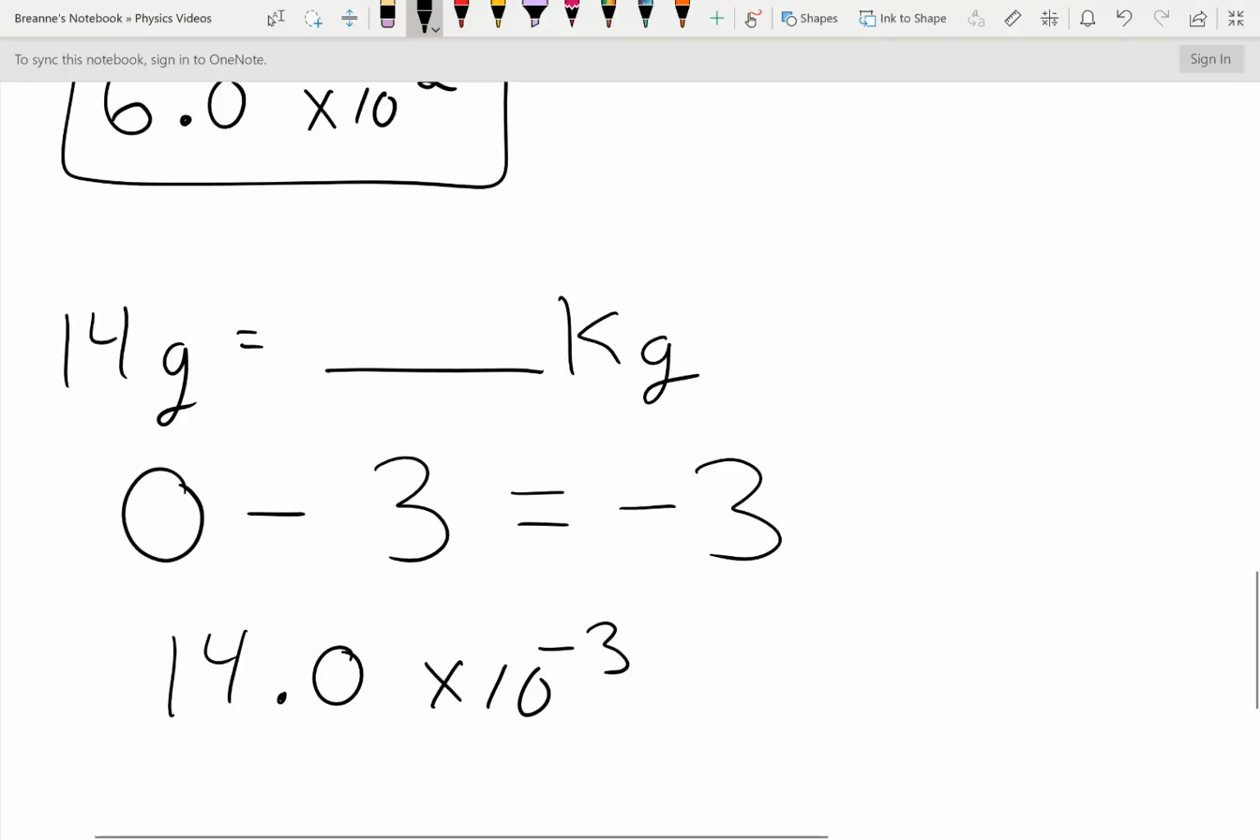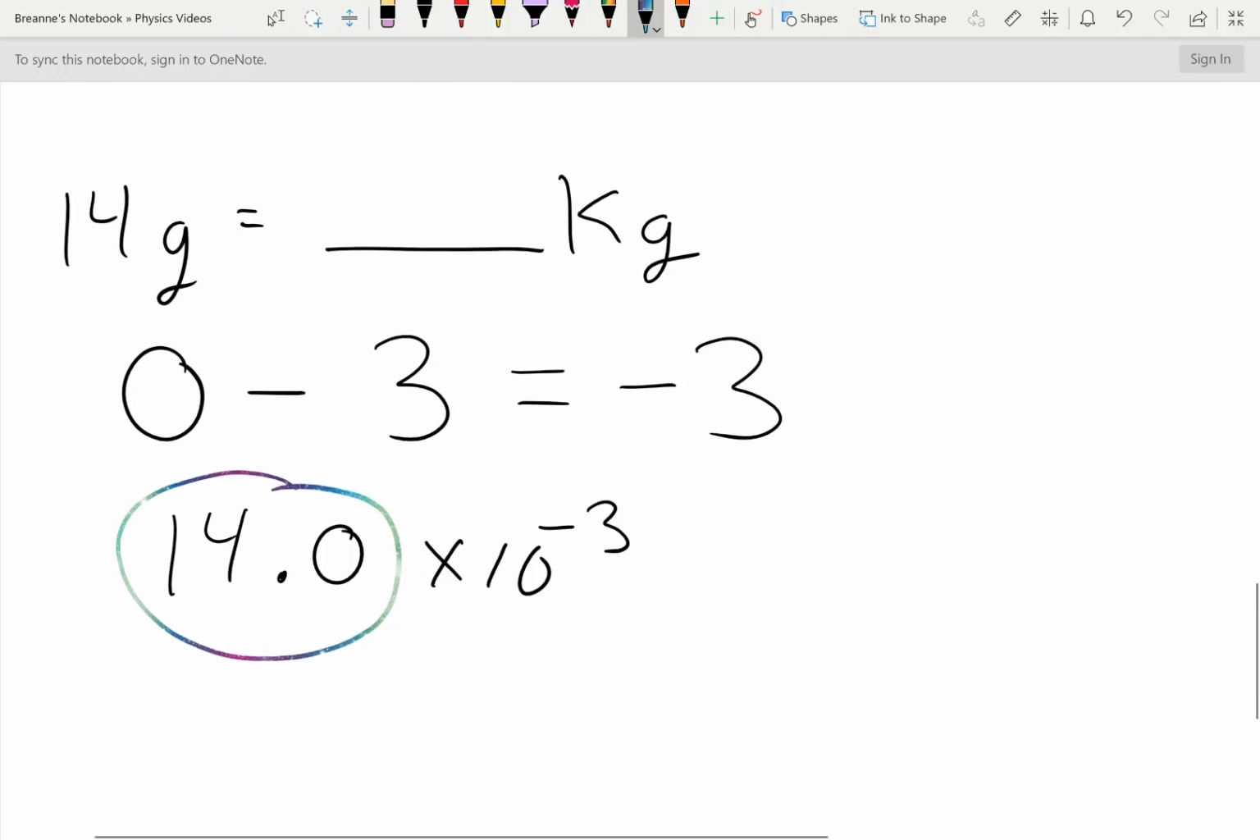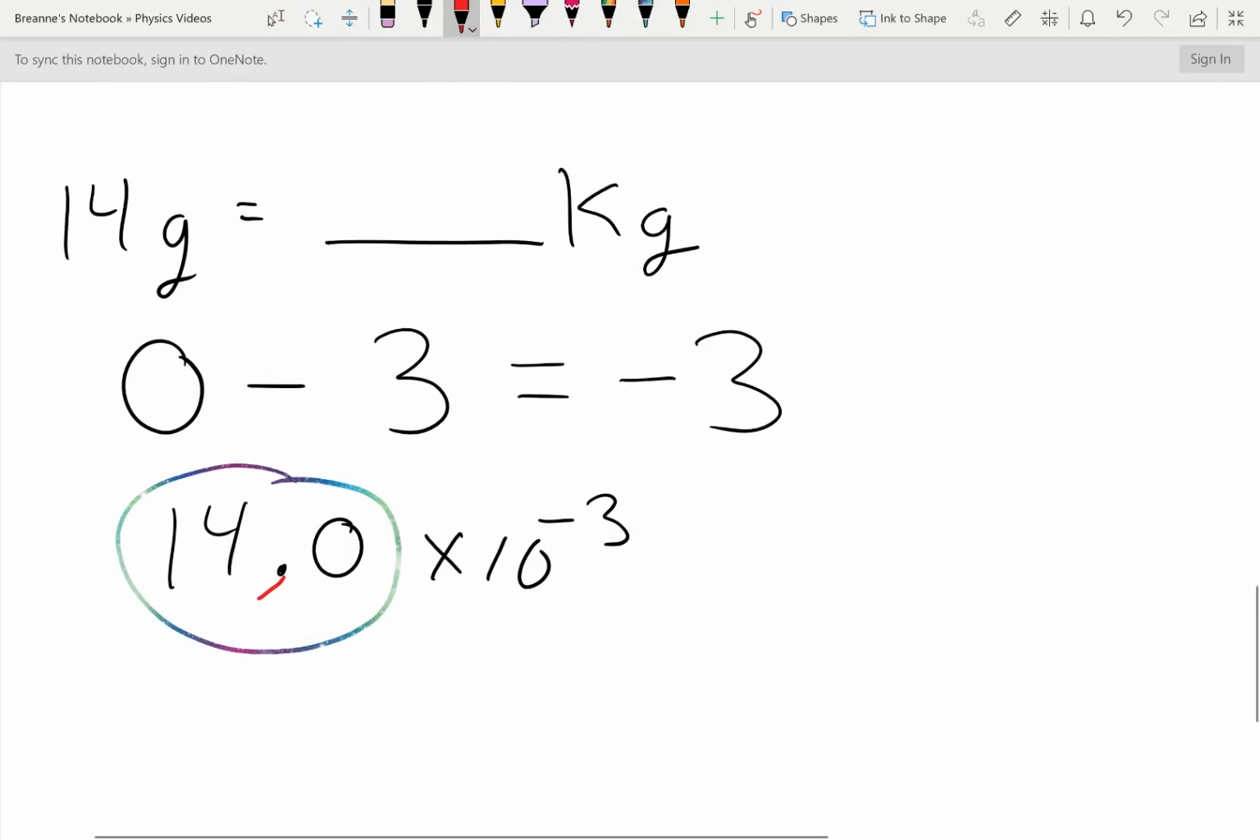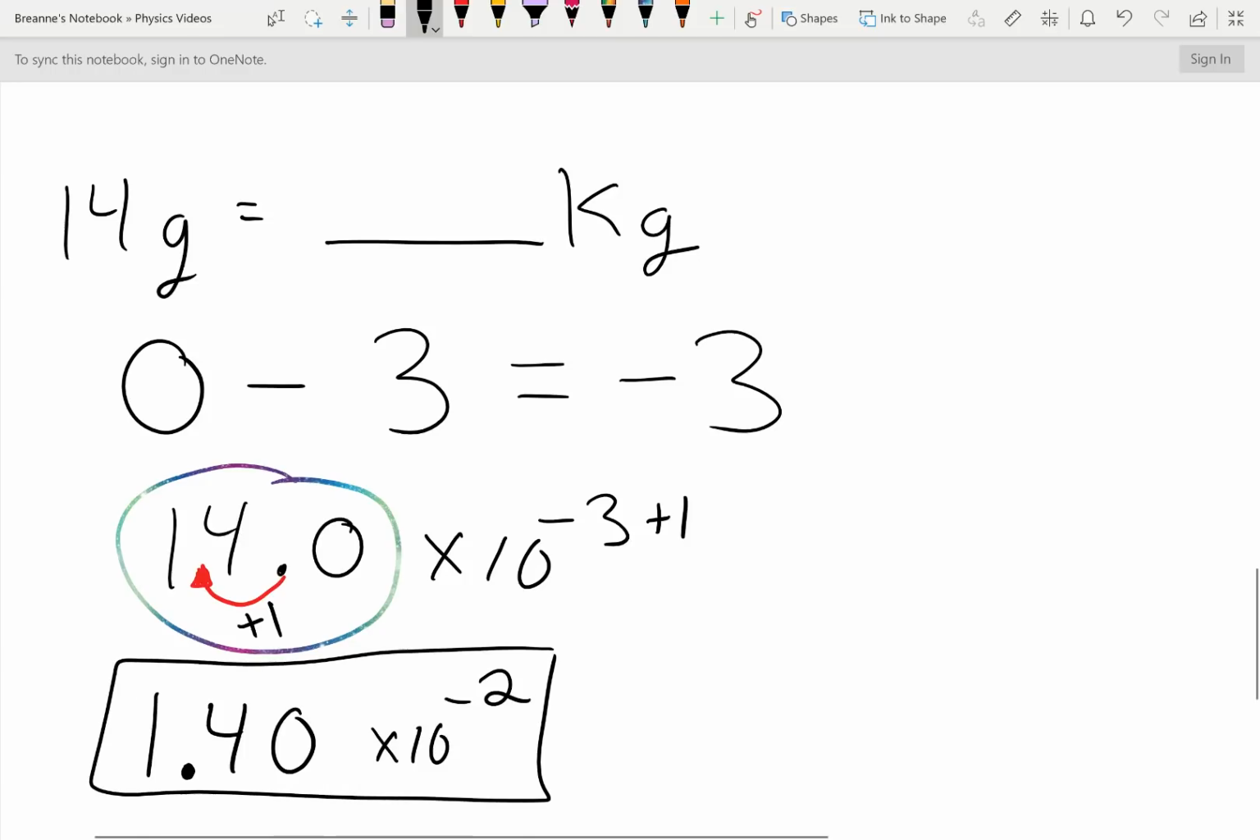Now, this is not in scientific notation. The reason is that to be in scientific notation, you need one number in front of the decimal. So we need to move the decimal 1 over. To know if you're adding or subtracting: we're making the number smaller, from 14 to 1.40, so we're going to end up adding how many times we moved. In this case, we're going to add 1. So it becomes 10 to the negative 2. So that is our answer in scientific notation.